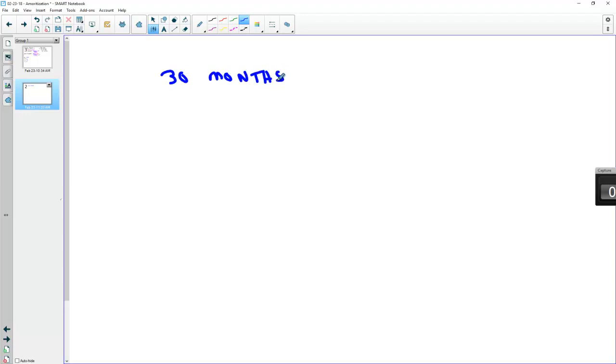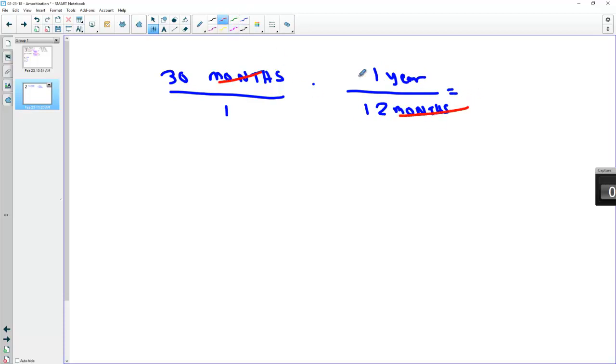If you had to use dimensional analysis, this is what you would do. You put this over 1. Basically what you do is divide by 12, but I'm going to show you the correct way to do this. So here's 12 months, 1 year, and we cancel the months. You end up with 30 over 12, and then the years are left. When you do this, it'll be 2.5, right? Because it's 12, 12, and 5. So this will be 2.5 years.